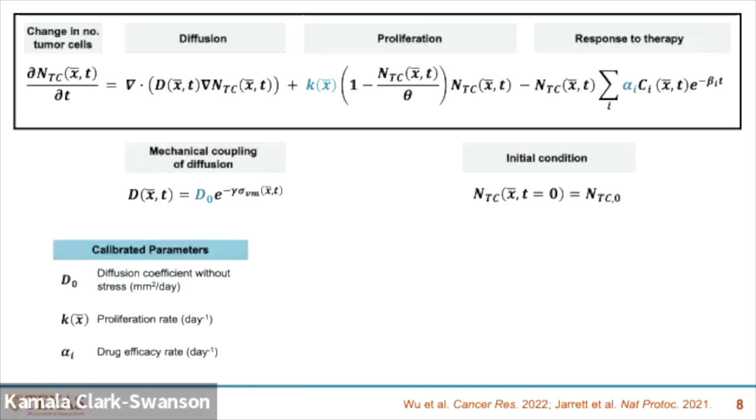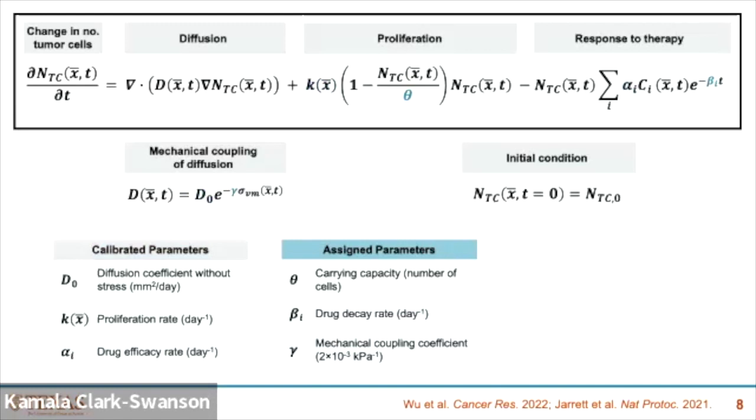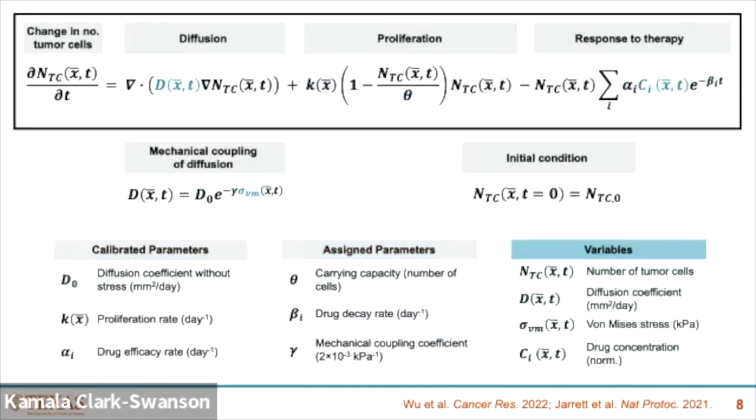Our calibrated parameters are this diffusion coefficient. We have a local proliferation map, so that's at every point in space, and then a drug efficacy rate. In this case, we just have one drug, paclitaxel. We have certain assigned parameters that come from literature values, and then our variables.